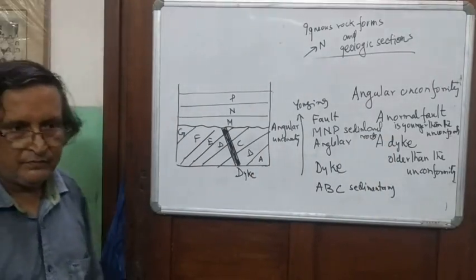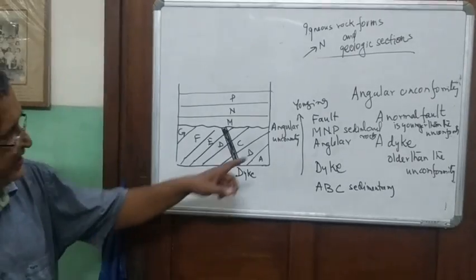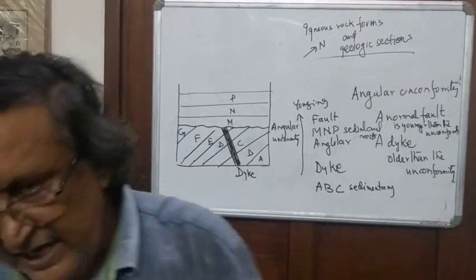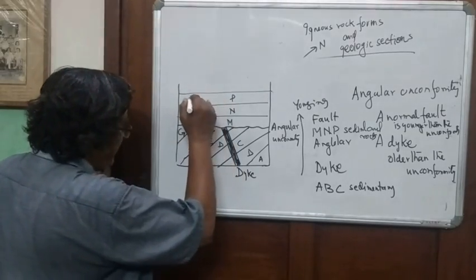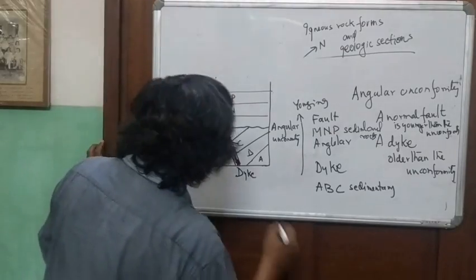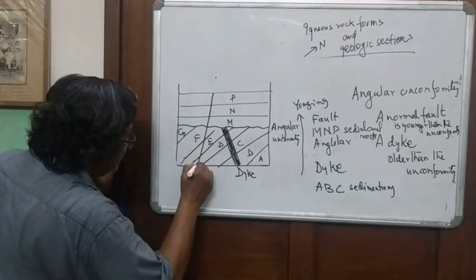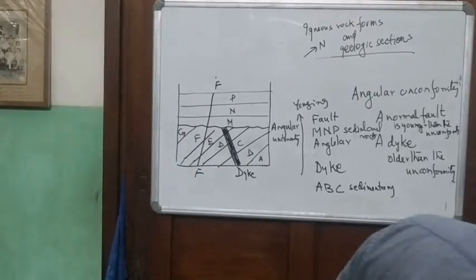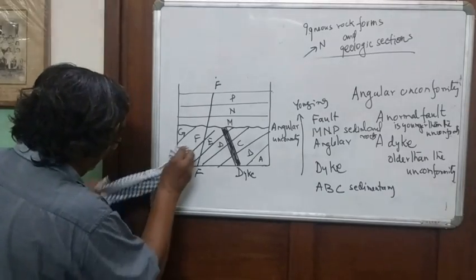And then there has to be a fault. Now, since this fault is the youngest, it will fault everything. It will fault everything. So what type of fault? Normal fault. So let me have, let's say this is the fault, FF. Now if this is a normal fault, you can see what will happen on this side.